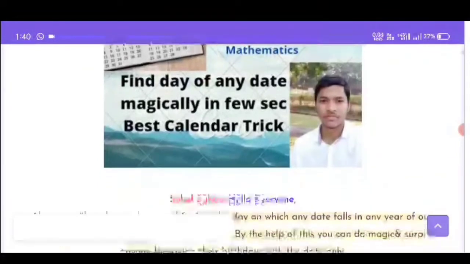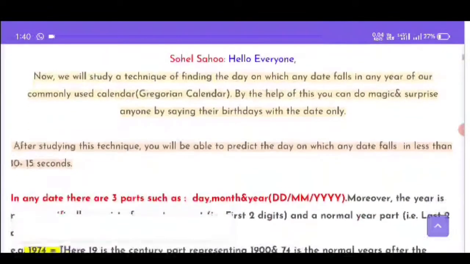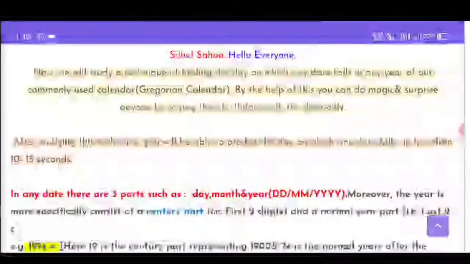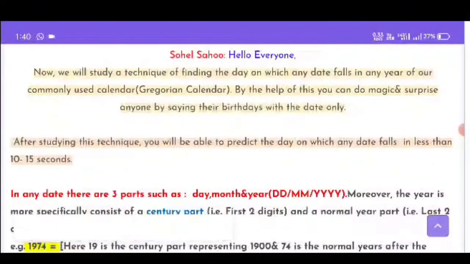So hello everyone, I welcome you officially to this article. Now we will study a technique of finding the day on which any date falls in any year of our commonly used calendar, mostly called the Gregorian calendar. With the help of this you can do magic and surprise anyone by telling their birthday's day from the date only. After studying this technique you will be able to predict the day on which any date falls in less than 10 to 15 seconds. Actually it takes only 5 to 7 seconds, but I have extended it to 10 seconds because you are beginners.